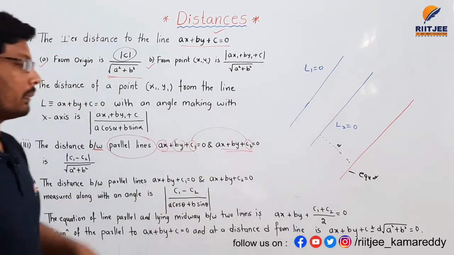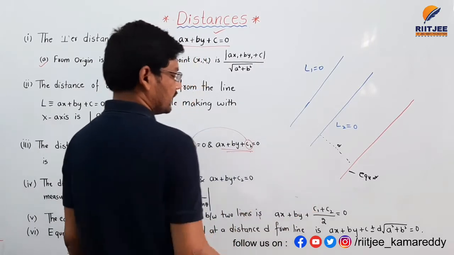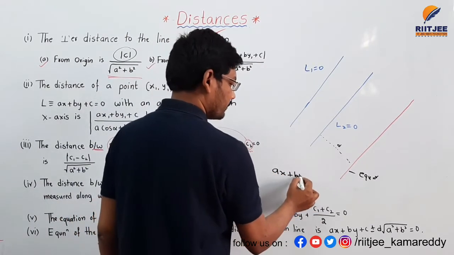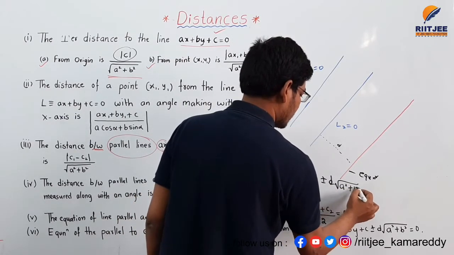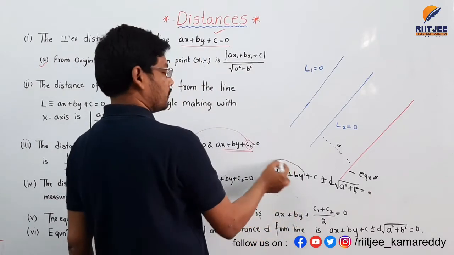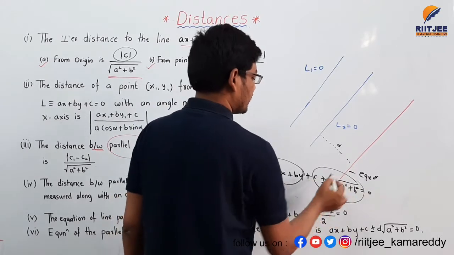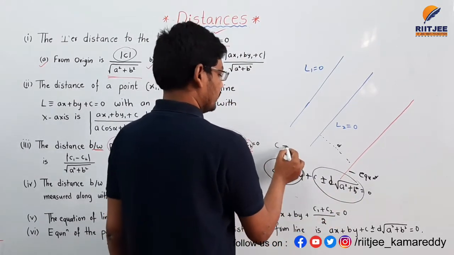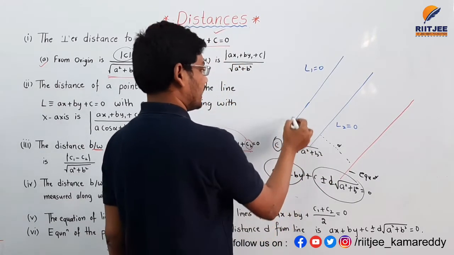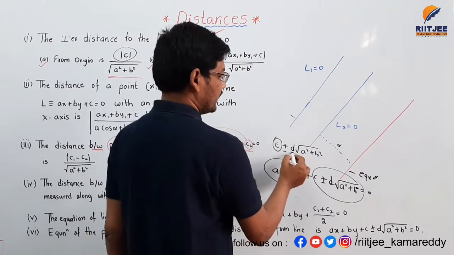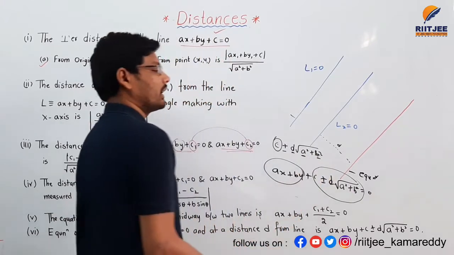The distance between these two parallel lines, if you want to find the equation of this line, then the equation of line is ax plus by plus c plus or minus d root of a square plus b square is equal to 0. Here ax plus by is common for all the parallel lines, and only the constant value changes. The constant value is c plus or minus d root of a square plus b square, where c is the constant of the line, d is the distance between these two lines, and a and b are the coefficients of x and y respectively.